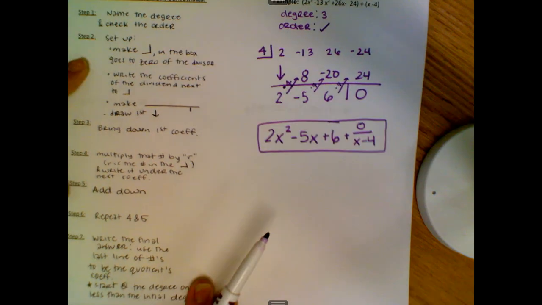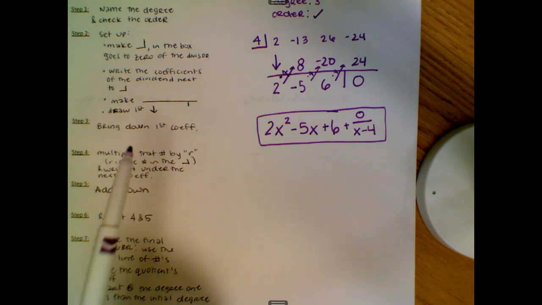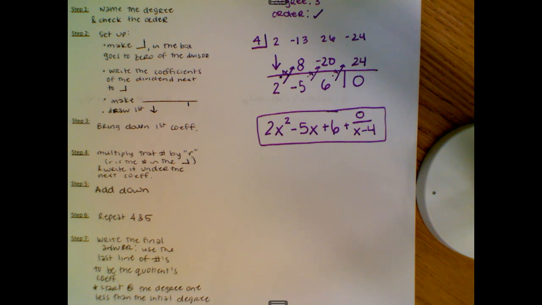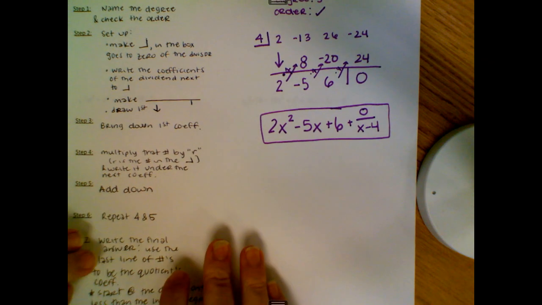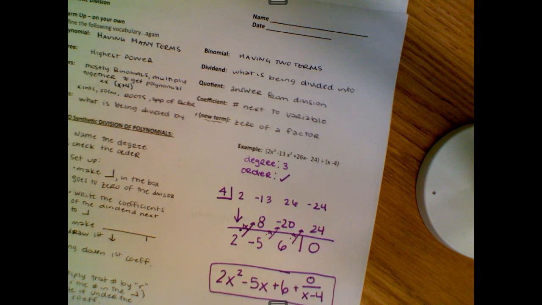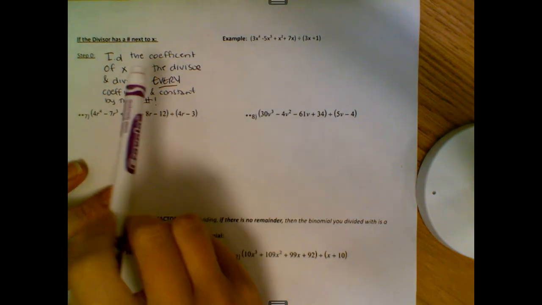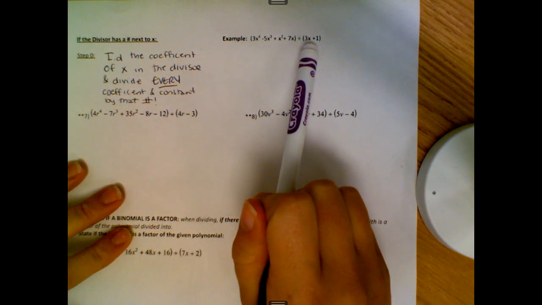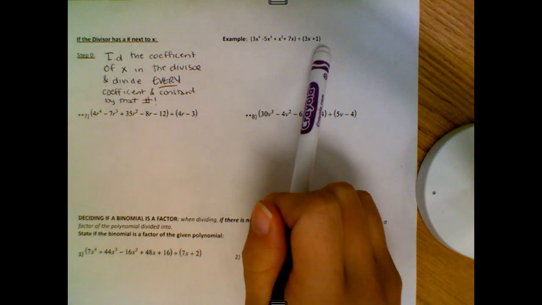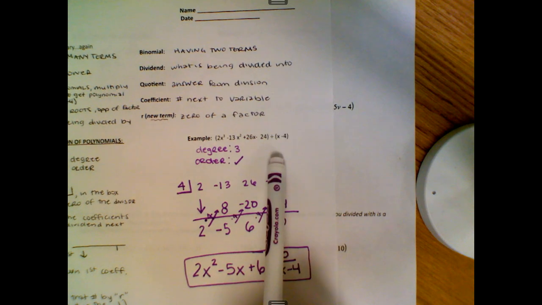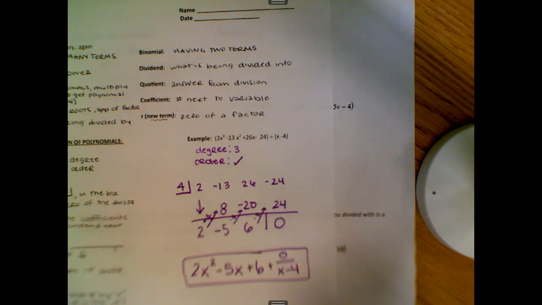So again, here's the steps. You might want to pause the video, make sure you have everything written down, because you will now follow these exact steps multiple times to complete the rest of your problems. There's one thing we also must talk about as well, and that is with this little extra step, step 0, and that's if the divisor has a number next to x. So if you look right here, this is 3x plus 1. If you looked right here, this was x minus 4. No number next to x.